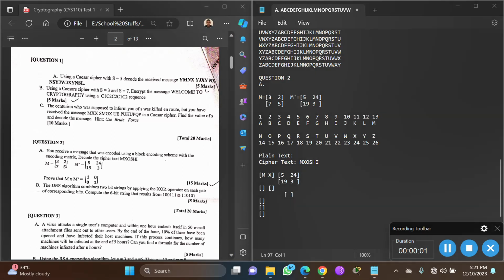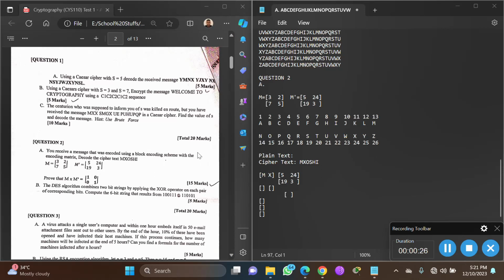Okay, so welcome to question 2. This is part 2. So here we are talking about block ciphers. So question 2 reads, you receive a message that was encoded using a block encoding scheme with the encoding matrix, which is this, and the decoding matrix, which is this. So decode the cipher text XOR Operation, which is being decoded with this.